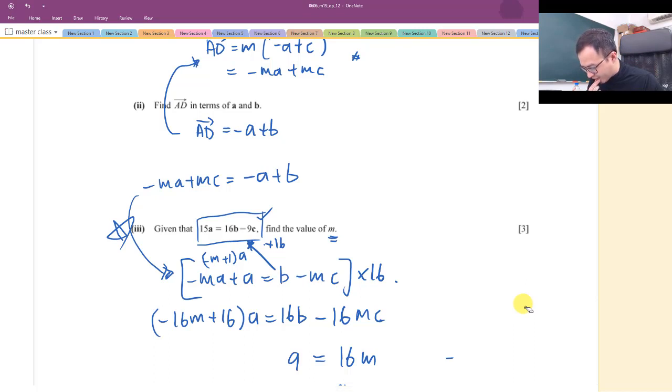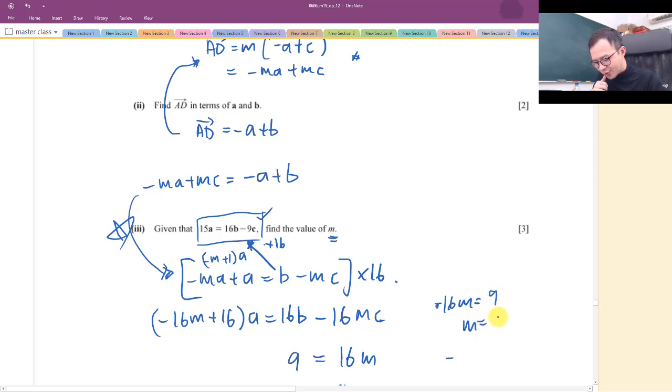But I couldn't find it. Oh yeah, this is minus MC plus A. 16M equals to negative 9. 16M equals to 9. M equals to 9 over 16. 9 over 16.